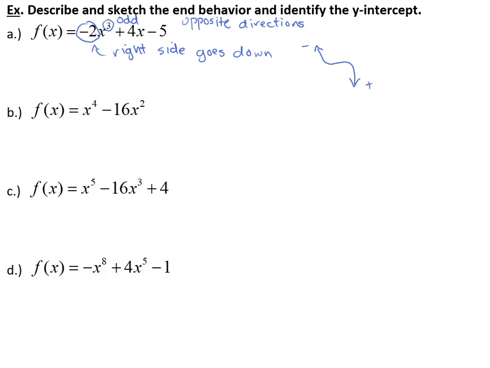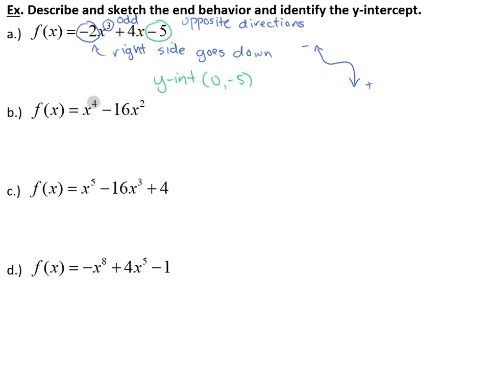Then it wants me to identify our y-intercept. And so we do have a nice constant at the end. So my y-intercept is the point 0, -5. Okay, let's try our next one.